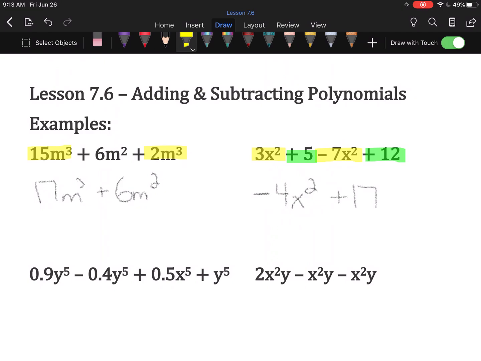Next problem, we've got some y to the 5th stuff, and that single x to the 5th. So we've got to take these three y to the 5th terms and combine them. So 0.9 of them, take away 0.4 of them, is 0.5, plus one more on the end is 1.5 y to the 5ths. And the 0.5 x to the 5th doesn't have anything to combine with, so it just carries on.